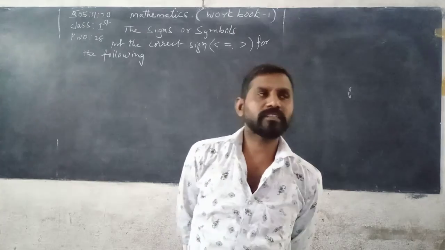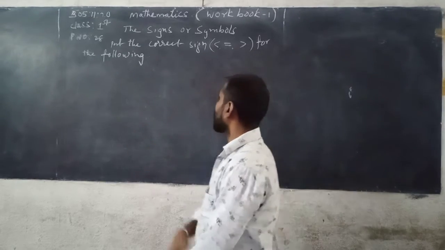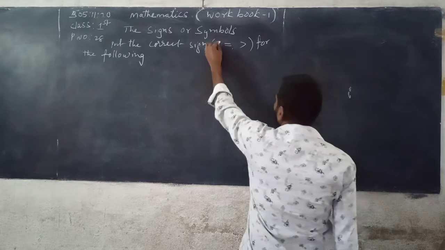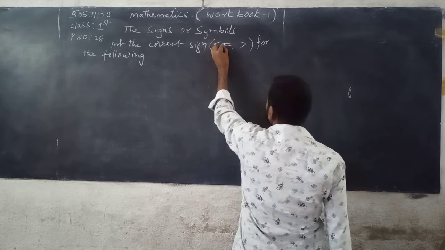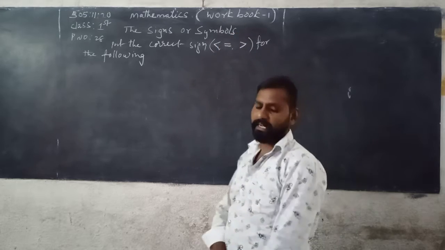My dear first class students, today we will discuss signs or symbols. Put the correct signs for the following given numbers. This is called the less than symbol. This is called the equal symbol. This is called the greater than symbol.